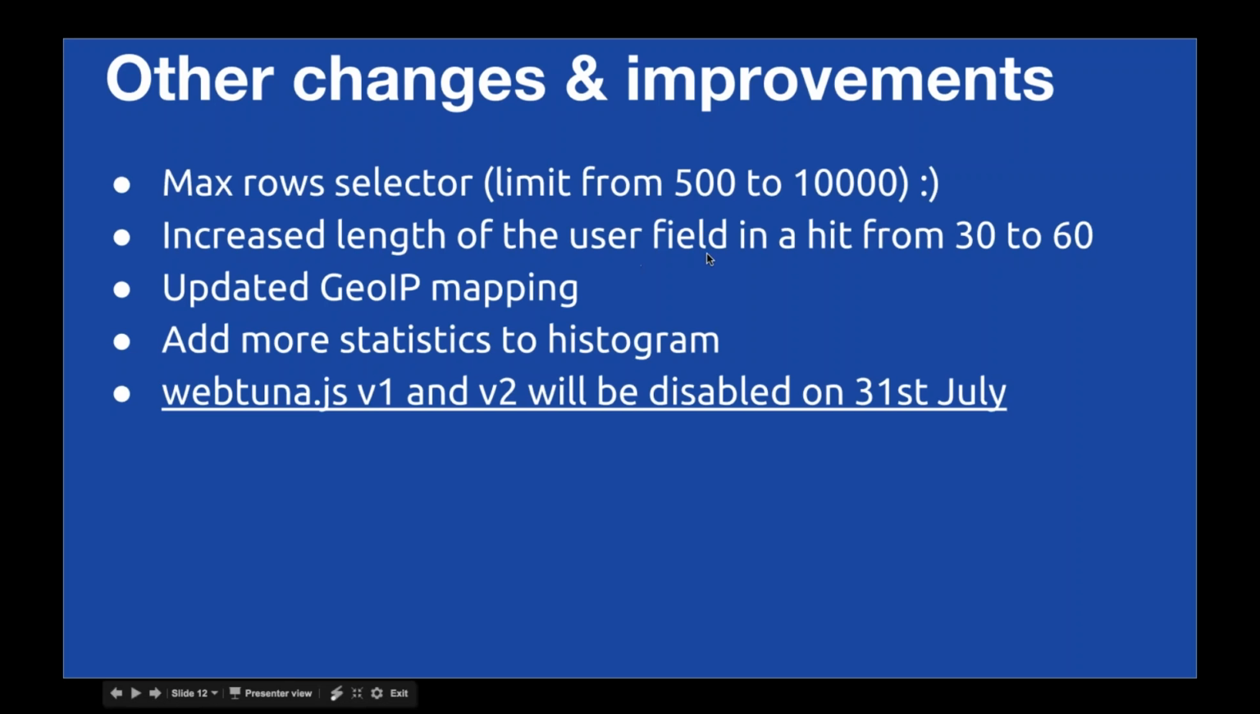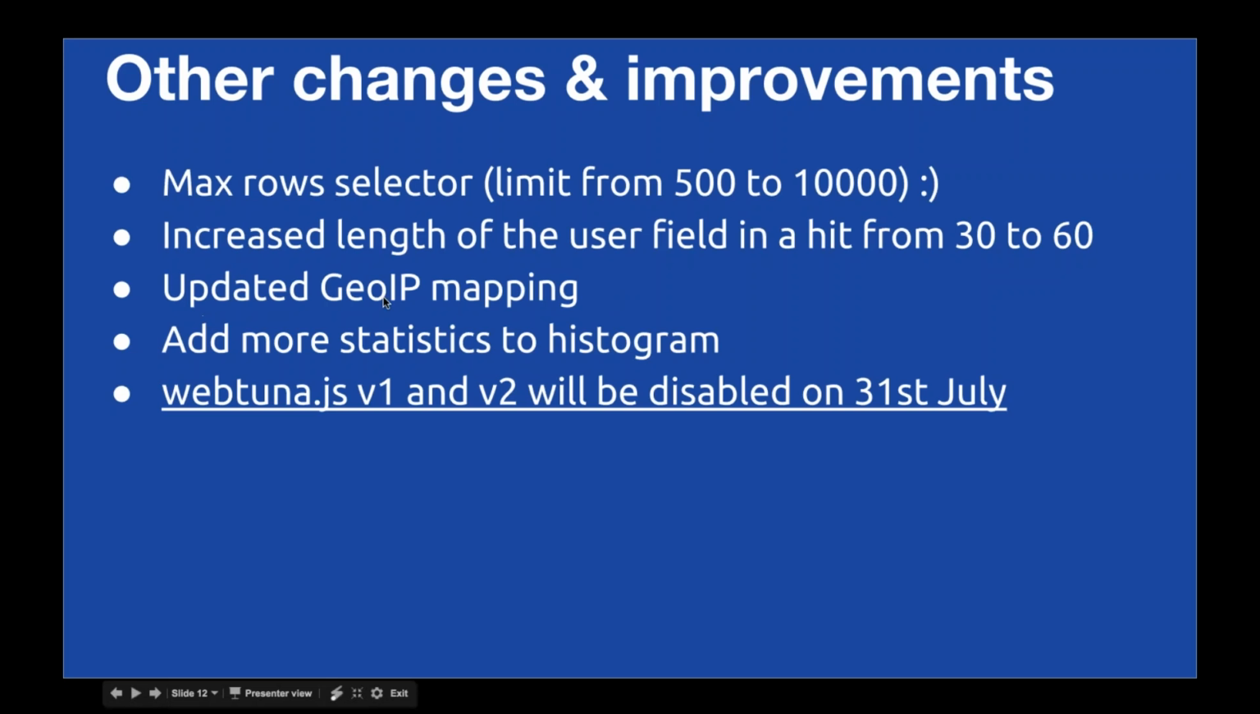We've changed the length of the username field that you can collect. Previously it was truncated at 30 characters, now we've extended that to 60, which means that you can now see the full username. That's particularly useful if you're taking WebTuna data and joining it to other things, because obviously if it's truncated, you can't make the join. So that's now 60, which hopefully people don't have usernames longer than 60, but if you do, let us know.